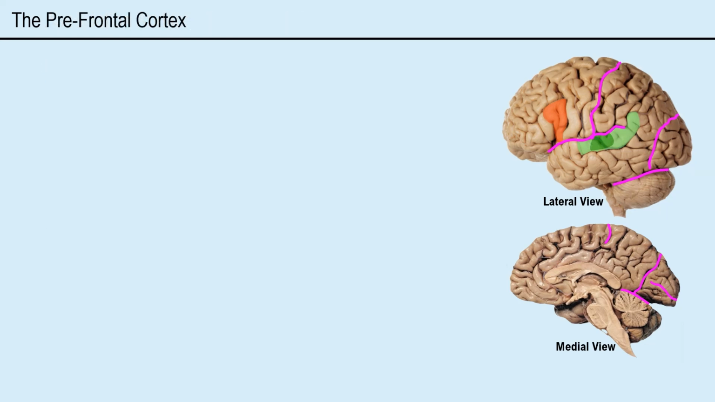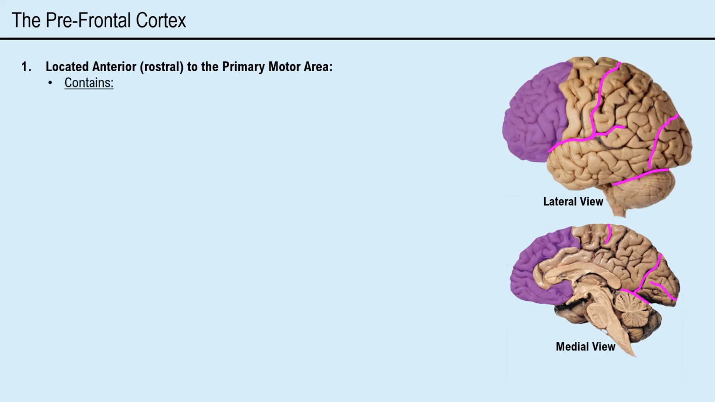The prefrontal cortex is located, unsurprisingly, in the frontal lobe. It is found anterior to the primary motor area. We've already met this cortex when introducing association areas such as the frontal eye field and the premotor cortex, and more recently with Broca's area.